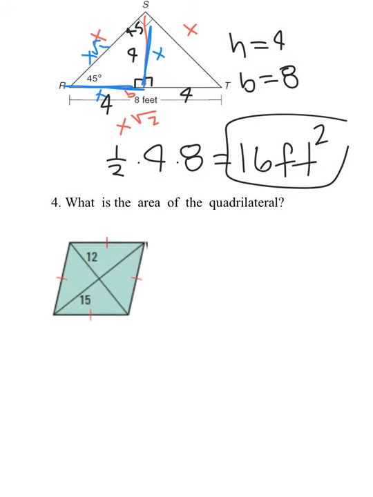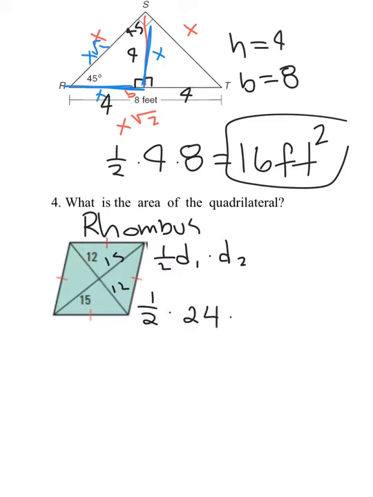Number 4, that is a rhombus. 12 and 12, 15 and 15. Remember rhombus formula, D1 times D2, and then take the half or multiply 1/2 times that. So 1/2 times 24 times 30 should give you 360. And on some of these problems, they didn't give you units. So you can put units squared, you can just write the u squared. But it's a good idea, even if it's not given to you in the problem, to identify it in some way so you know.